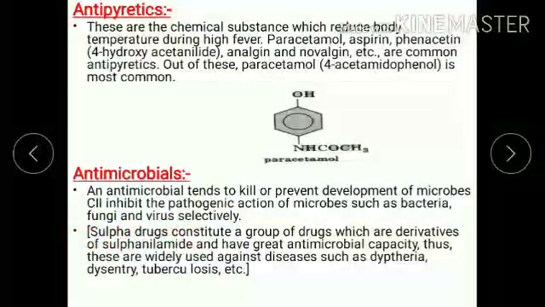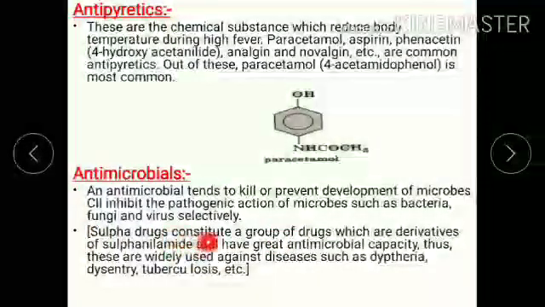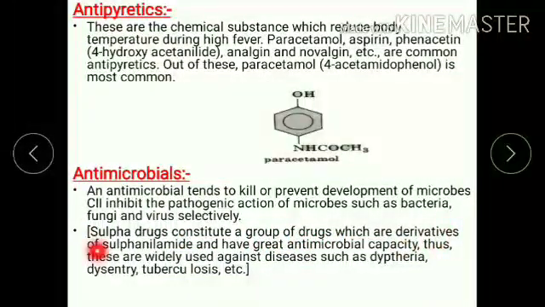Sulfa drugs are the most important drugs used as antimicrobials. Sulfa drugs constitute a group of drugs which are derivatives of sulfonamide and have great antimicrobial capacity. Thus, these are widely used against diseases such as diarrhea, dysentery, and tuberculosis. The sulfa drugs are the most important medicines that contain the sulfonamide. These medicines are used for diarrhea, dysentery, and tuberculosis.